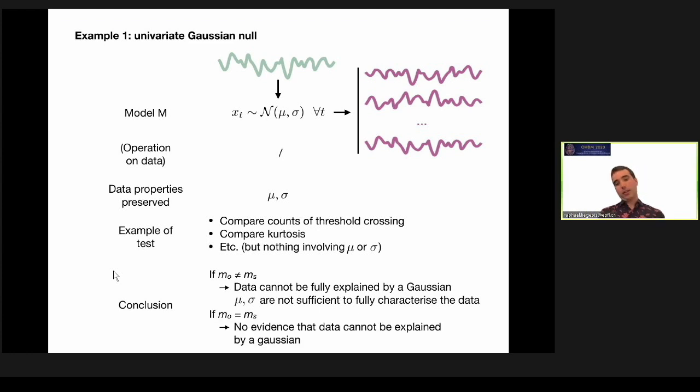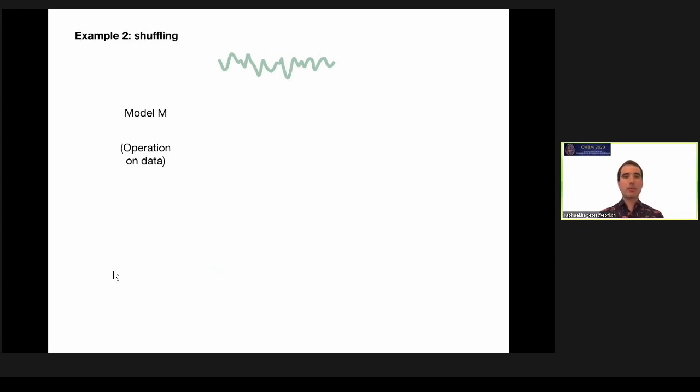If MO cannot be shown to be different from MS, then it means that there is no evidence that data cannot be explained by a Gaussian. That's what it means. So this was a very simple example. Let's now consider a slightly more elaborate example.